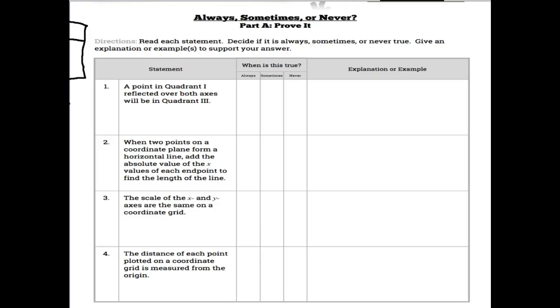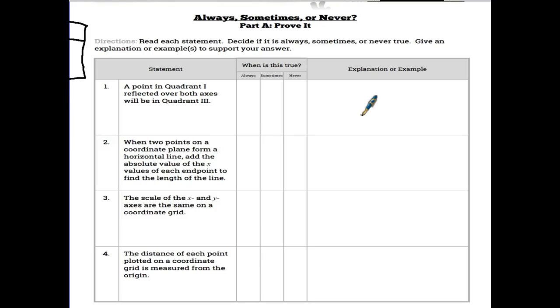And the first statement, a point in quadrant 1 reflected over both axes will be in quadrant 3. Think about what reflecting a point means. There are also other posters up that talk about reflection over one axis or over 2 axes. So is this always true, sometimes true, or never true? And then give an explanation or an example. You have 1 minute. Turn to your partner.